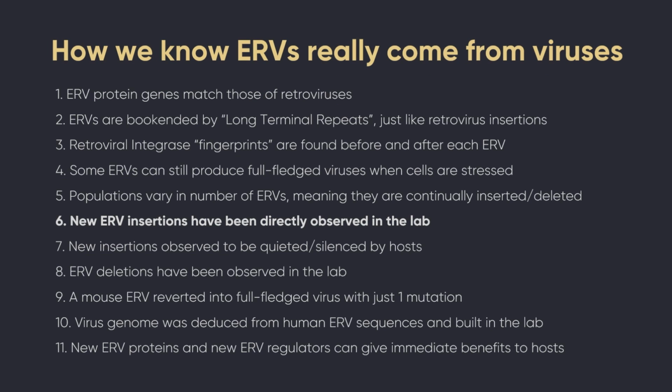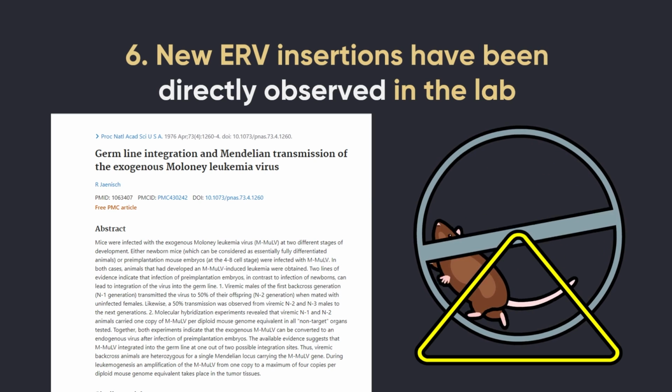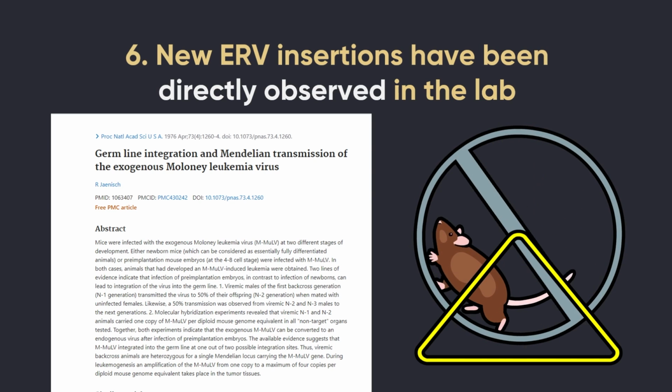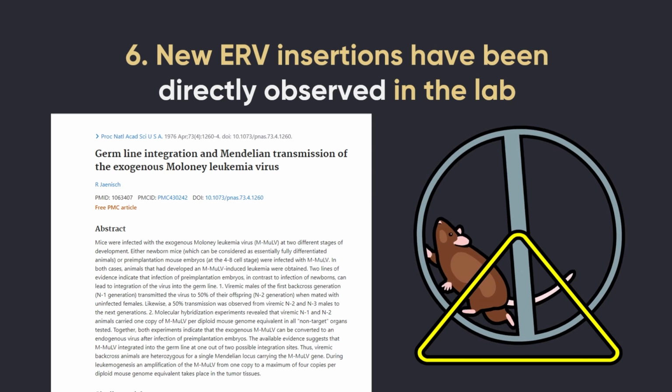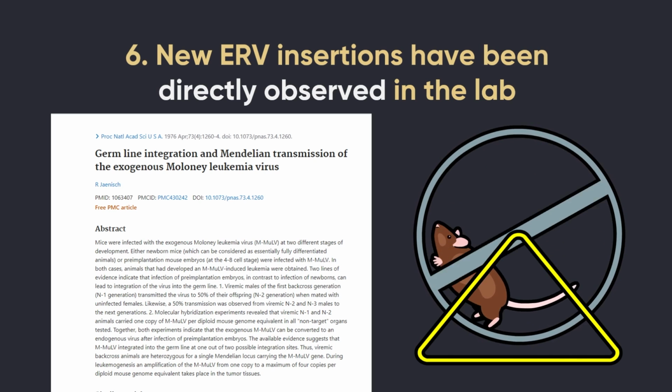Number 6, new ERV insertions have been directly observed in the lab. This is an experiment that they did on mice, where they would try and get mice sick with viruses and see if they would end up inserting themselves into the germ line and actually be passable from parent to child, through reproduction. And the answer is yes.